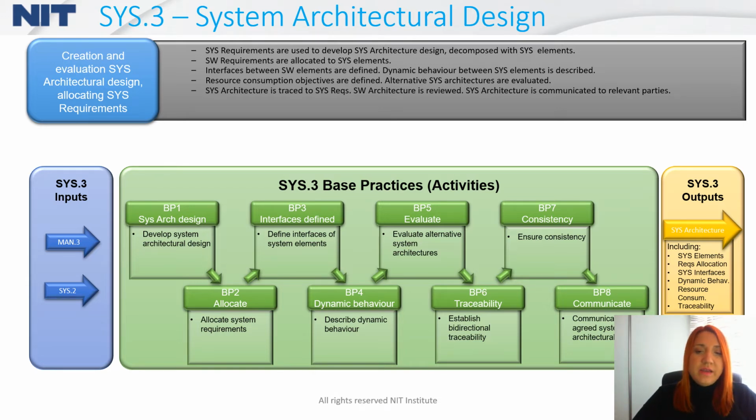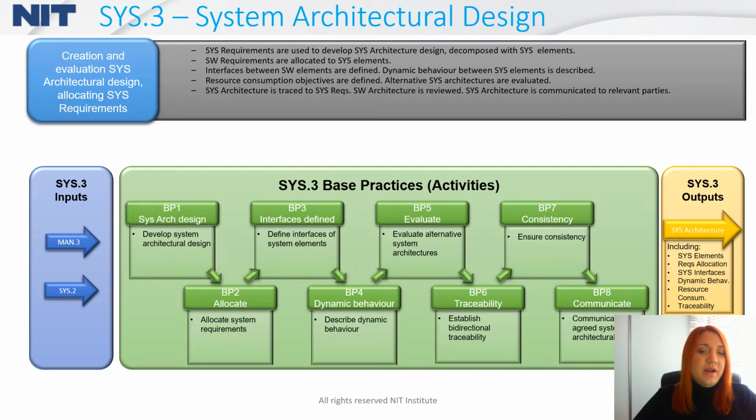described in 8 base practices. For the input to this process, we are assuming that it is enough that you have the system requirements analysis and that you have the management process. In base practice 1, you need to have development of the system architectural design in the written form. Then, as the outcome said, you need to have allocated system requirements.